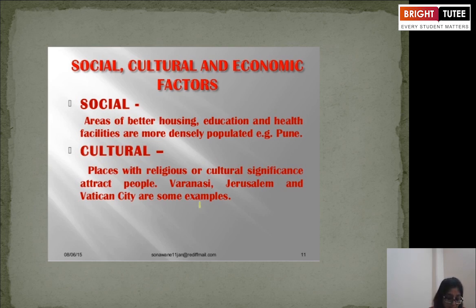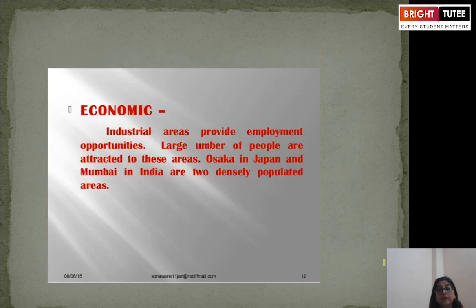You know what? Social areas with better housing, education, and health facilities are more densely populated. Example, Pune. Then, cultural places with religious and cultural significance attract people. Varanasi, Jerusalem, Vatican City are some examples. These are full of culture.